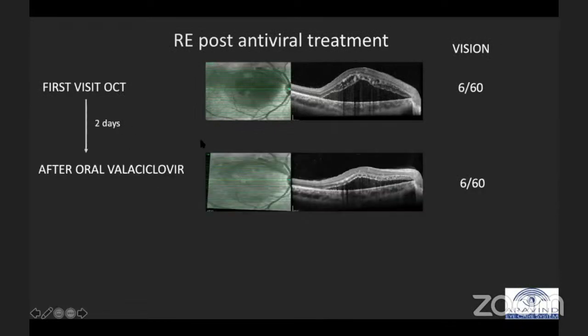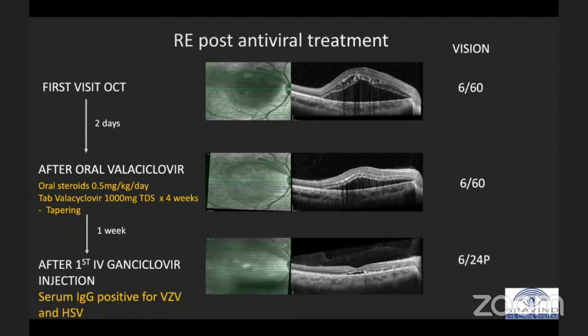After 2 days when the patient came, we again repeated the OCT, and just with the oral antiviral treatment, there was a significant reduction in the subretinal fluid, although the vision was the same. So at this stage, we added oral steroids, low dose, 0.5 mg per kg per day, and we continued the oral antivirals. After 1 week, when the patient came, his serum IgG was positive for VZV and HSV1.